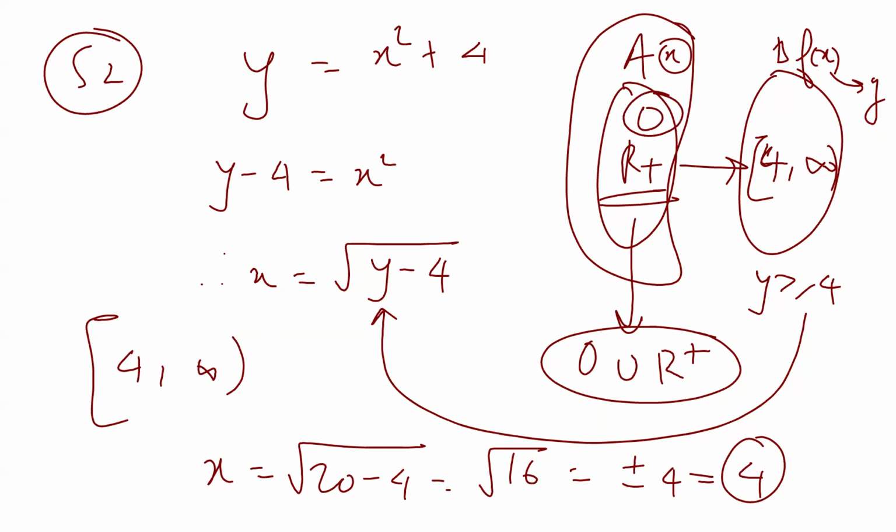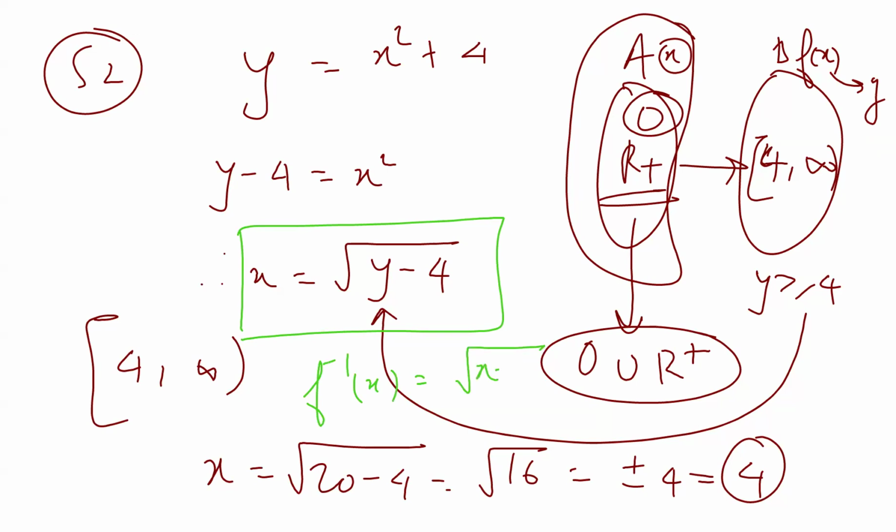So it's an onto function, and since it is one to one and onto, it's a bijective function. Now look at this. From this, we'll get the value of f inverse. If it is bijective, it is invertible. So the inverse is root of x minus 4. So that's it. That was question number 12. Thank you.